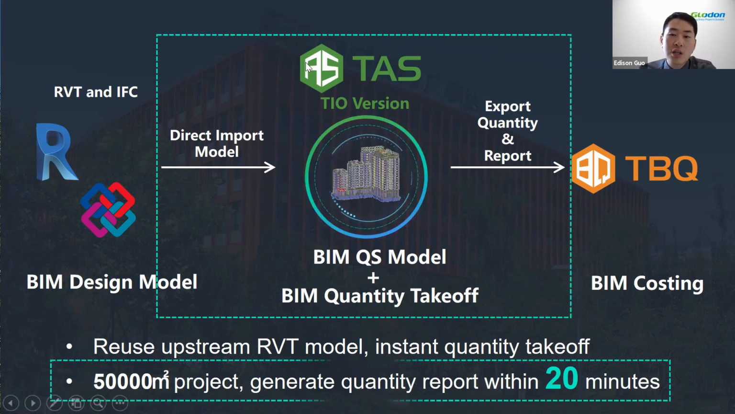So our TIO version, see how efficient it is. We actually have a survey. The survey we did is a 50,000 square meter program. If you use our TIO version, it will only take you 20 minutes with 1 QS. If you use the manual way with 1 QS, guess how long it will take? It will take 2 weeks for the same project. So we'll actually save you more than 100 times, and make your life way easier.